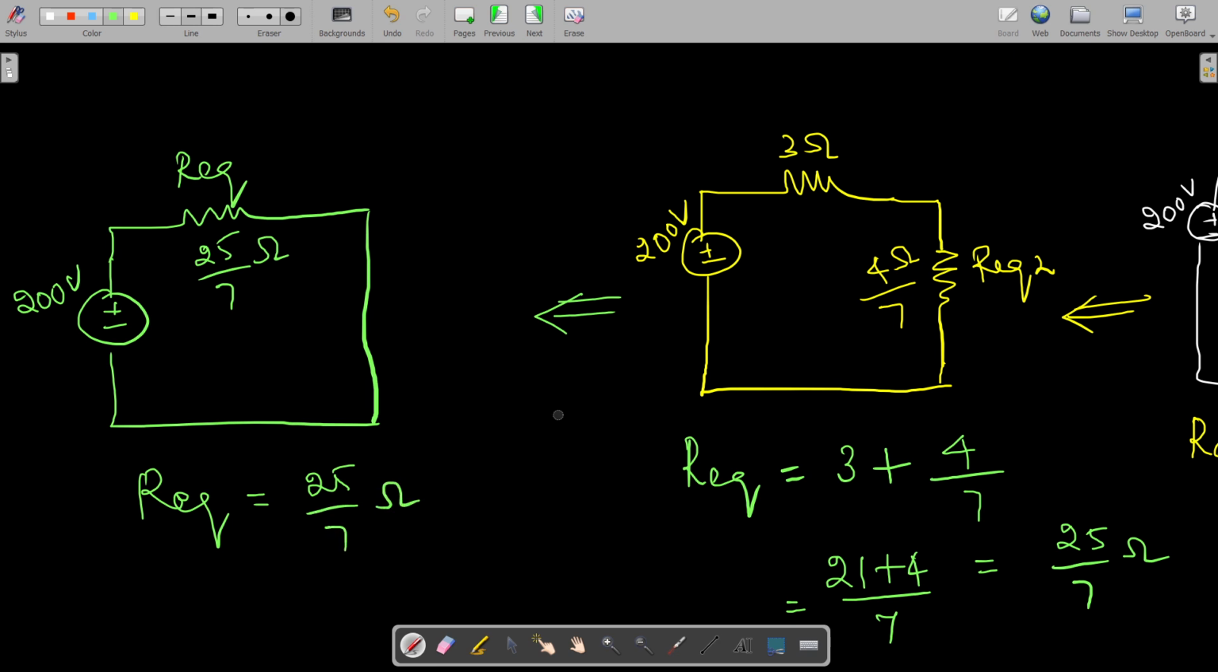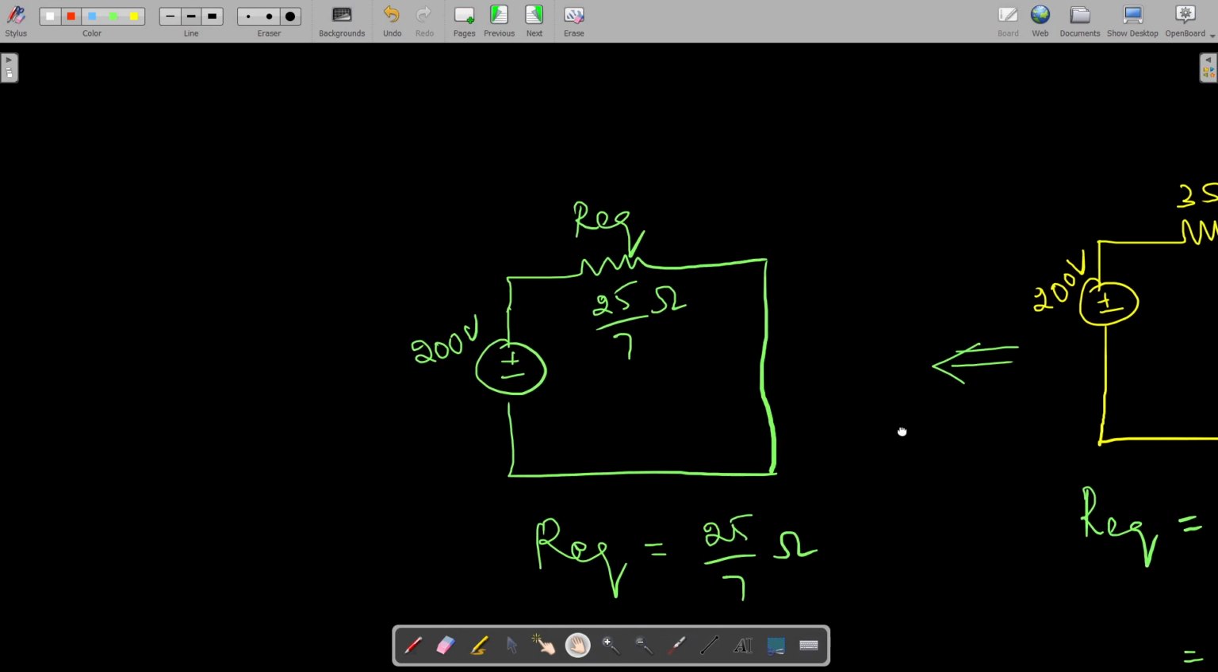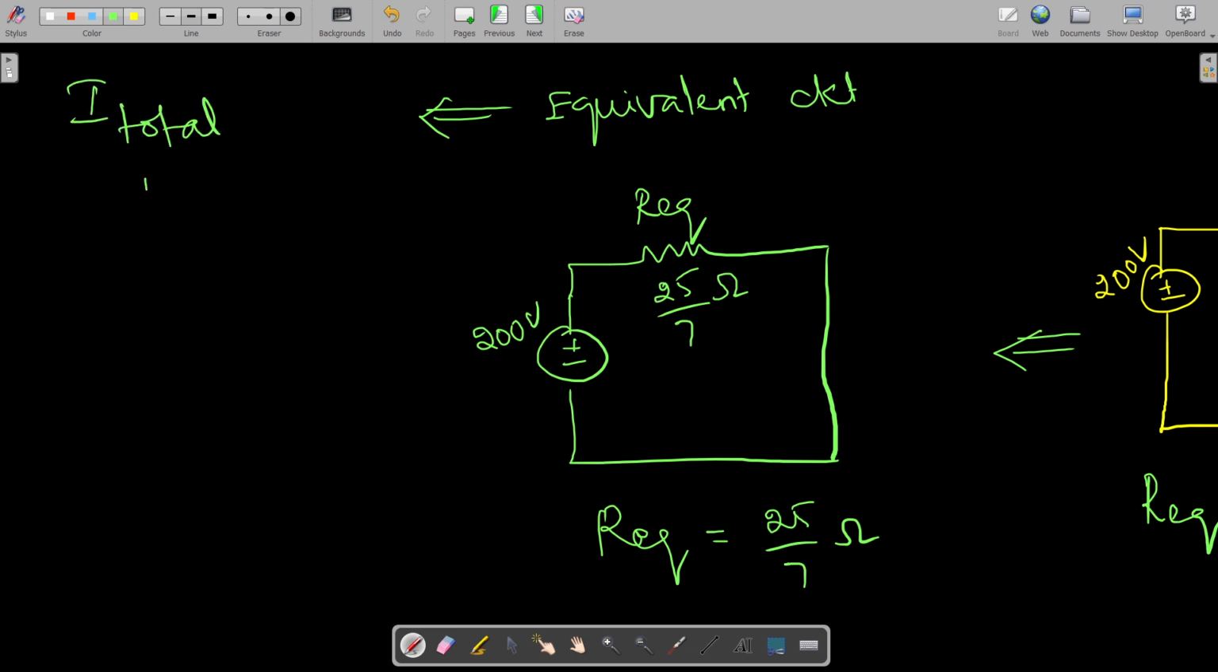What's the second step? So now we move on to the second step. Second step is to find the total current I total using Ohm's law. So for that we have to use this particular equivalent circuit only. This is the equivalent circuit we got, right? So from this circuit only we can move on to the second step, that is to find I total. So how to find out this I total? That is nothing but Ohm's law, isn't it?